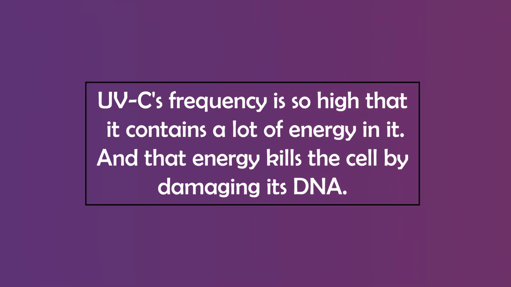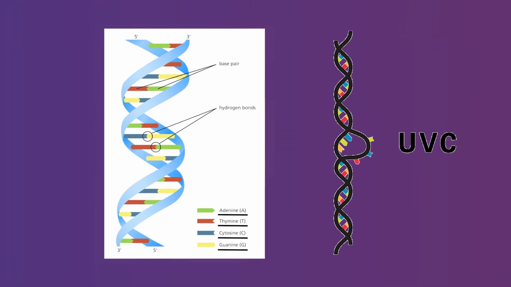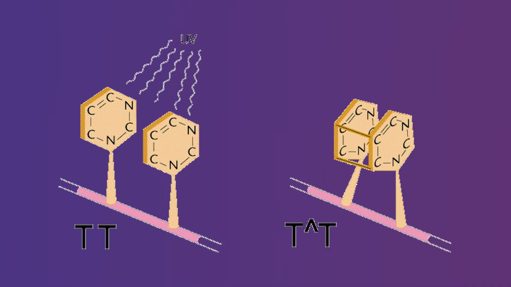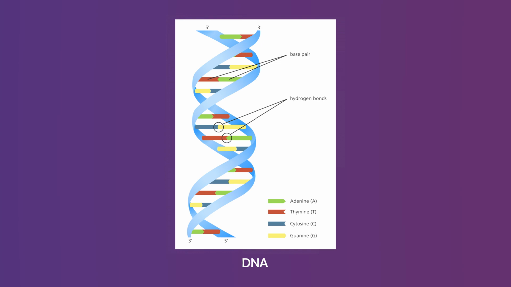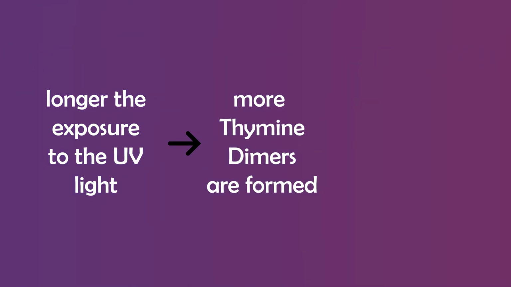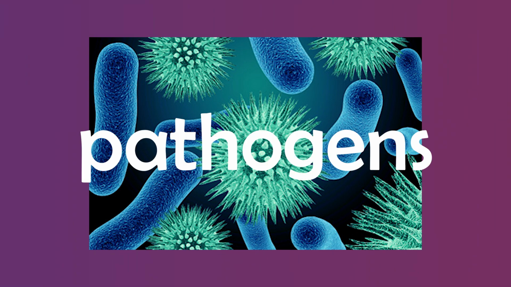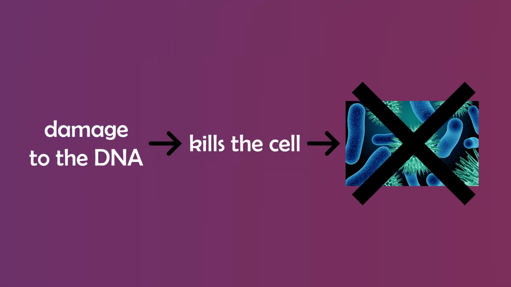Let's understand this in detail. The DNA is made up of four molecules, namely A, T, C, and G. UVC light initiates a reaction between two molecules of T, aka thymine, resulting in the formation of thymine dimer. These thymine dimers hinder normal functioning of the DNA, thereby causing cell damage. And the longer the exposure to the UV light, the more thymine dimers are formed in the DNA, creating more damage to the DNA. And since many of the pathogens are single-celled, damage to the cell's DNA kills the cell, ultimately killing the entire pathogen.